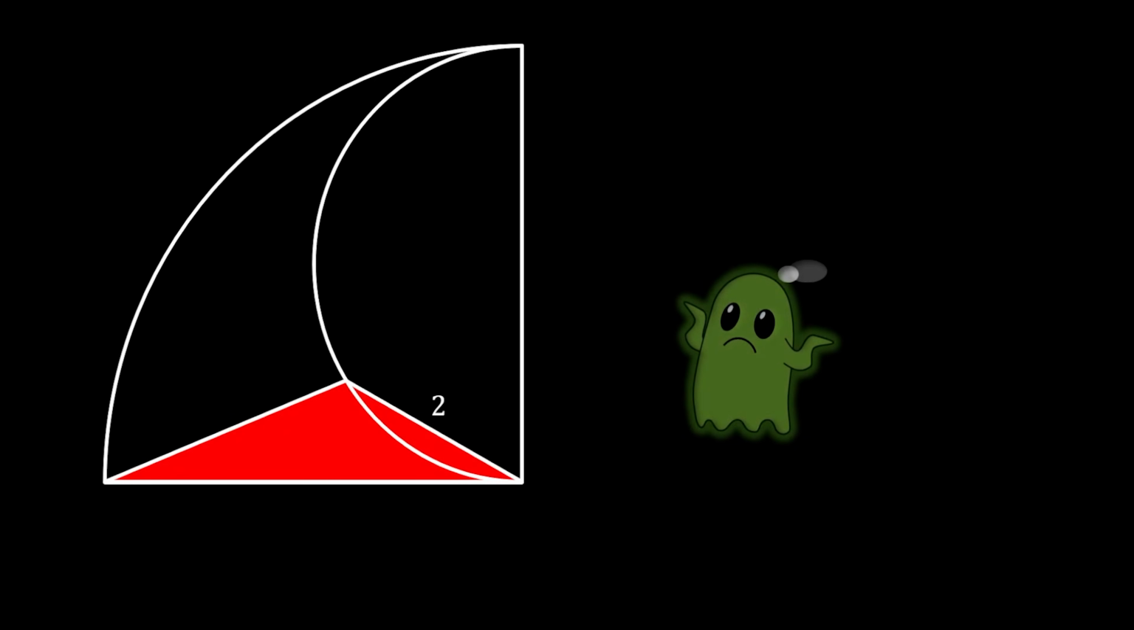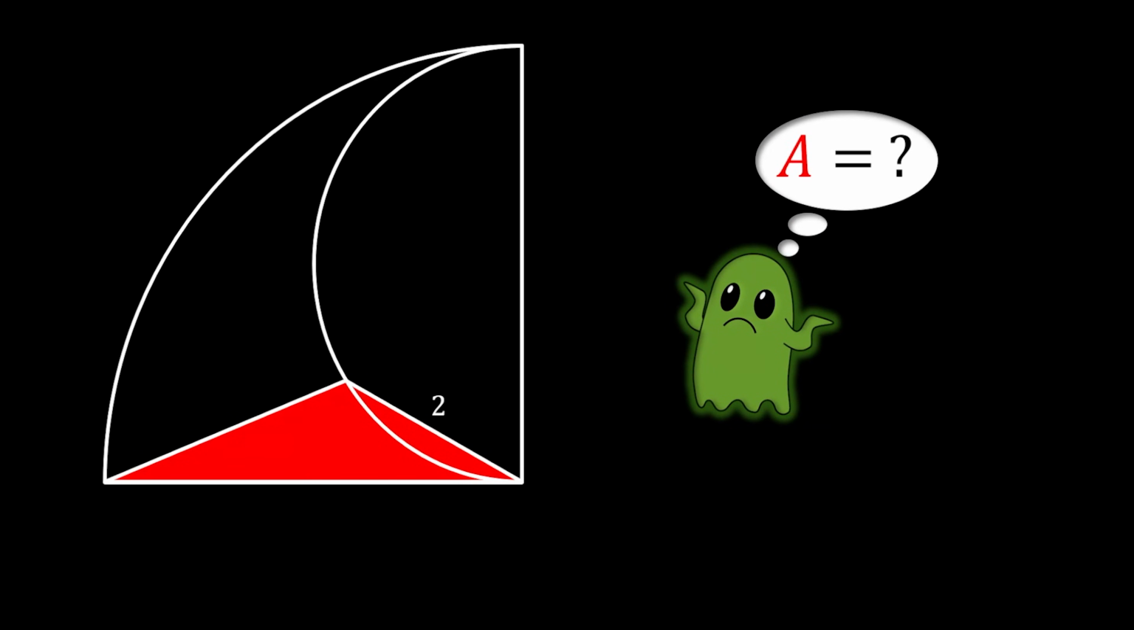Let's start this problem with a quarter circle, and then on the right side of the quarter circle we will inscribe a half circle, as you can see on the sketch. Then from a point on the arc of this inscribed half circle we will construct a triangle whose right side is equal to 2. The question is, can we somehow calculate the area of this red triangle?